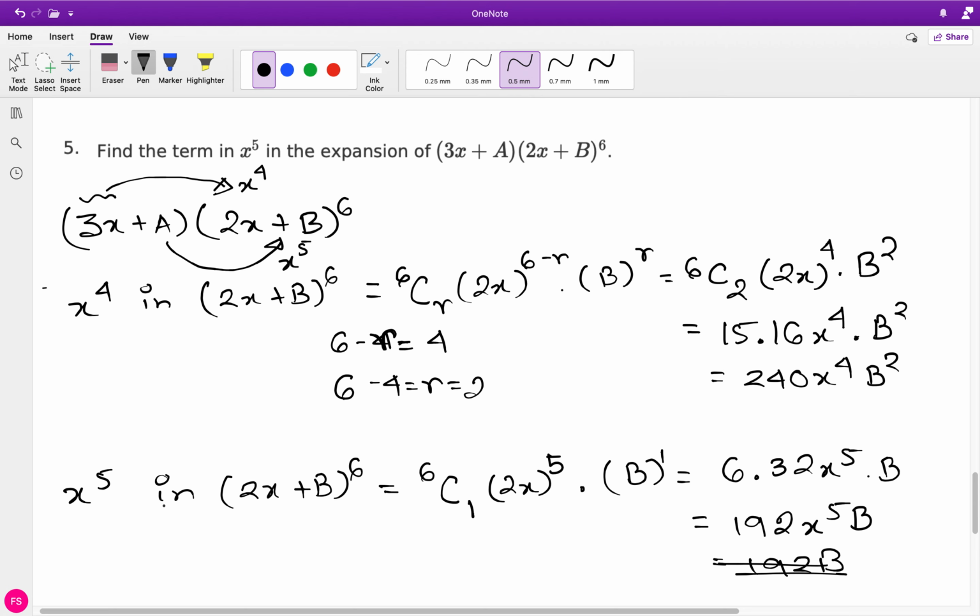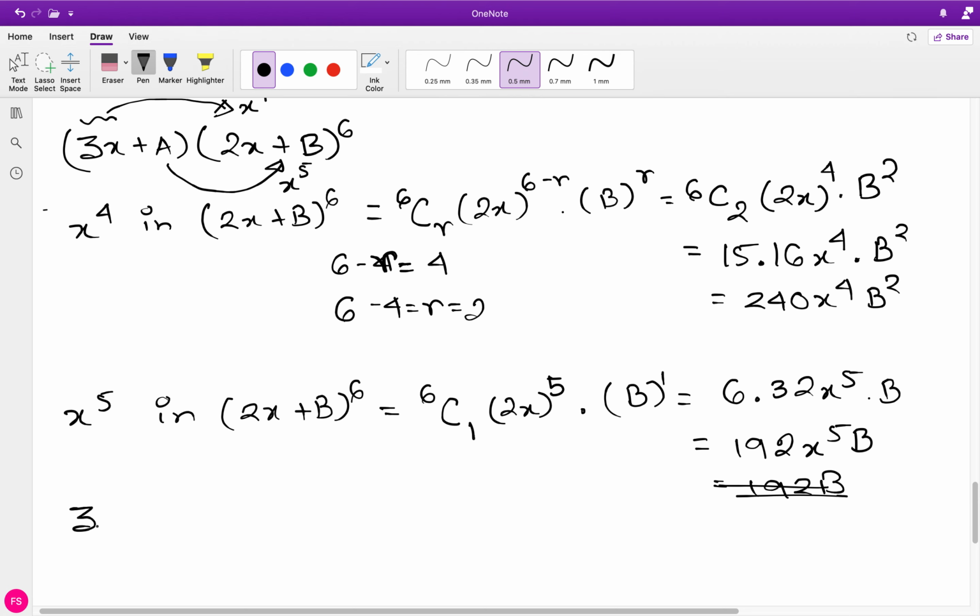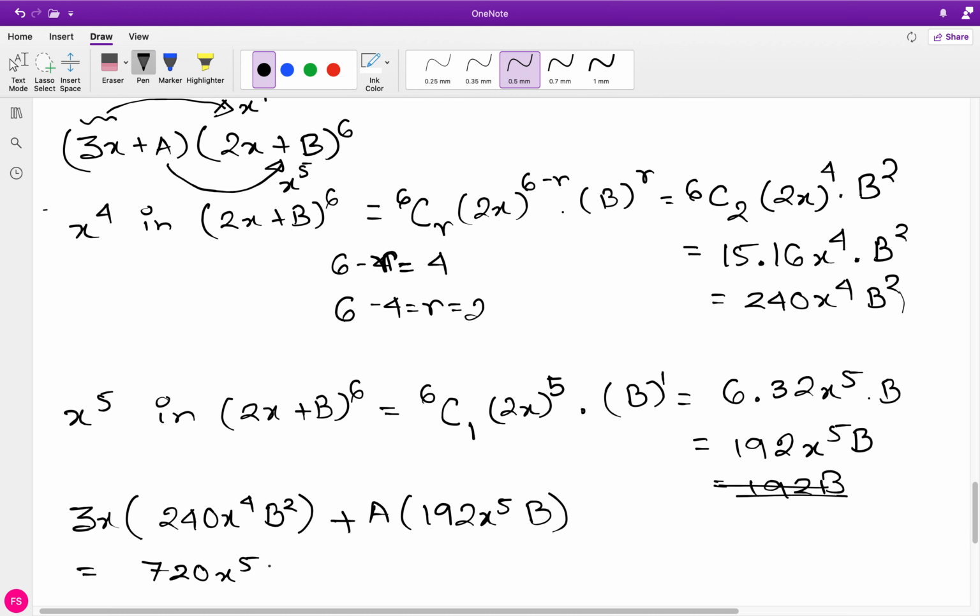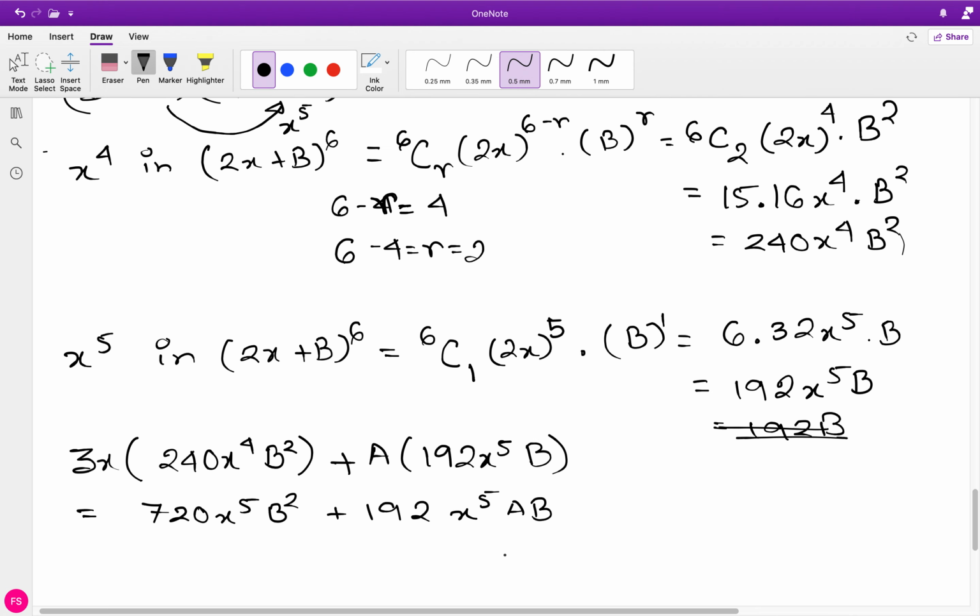Now we need to multiply. So for 3x, you want to multiply this term with something with x to the power of 4. In parentheses, I'm going to write 240 x to the power of 4 b squared, and then plus a. You have to multiply a with 192 x to the power of 5 b. This will give me 3 times 240, which is 720 x to the power of 5 b to the power of 2, plus this is just one number, 192 x to the power of 5, and then a times b.